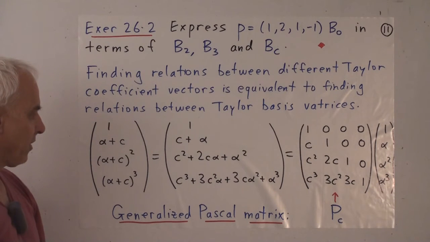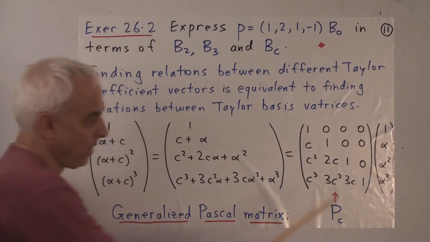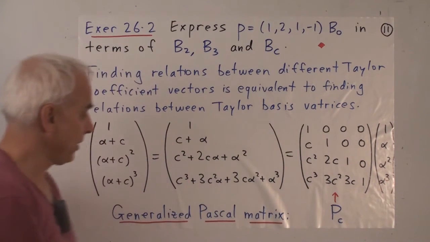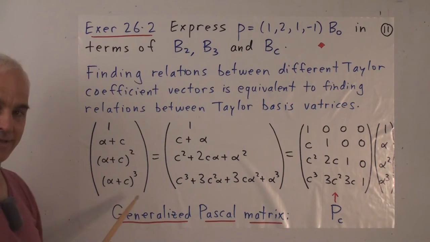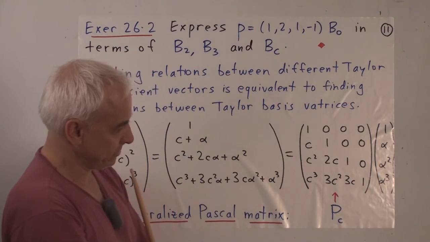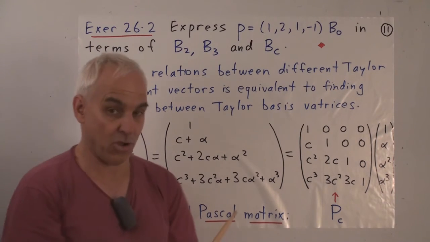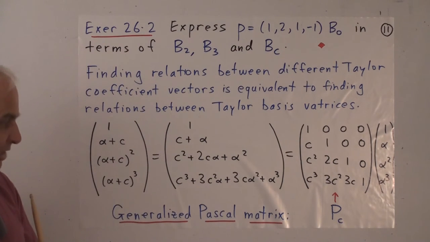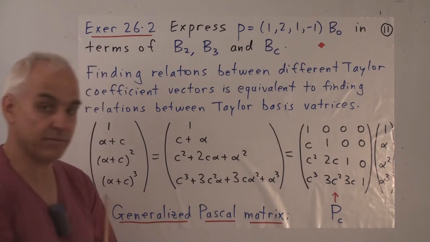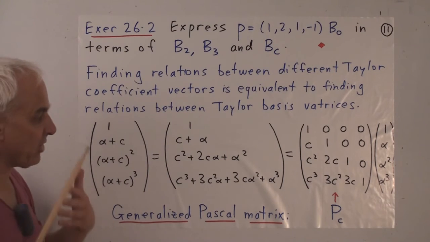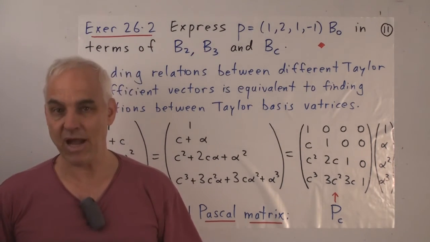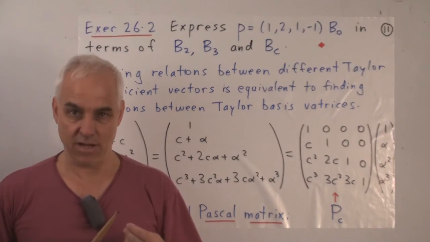So that's how we go from the Taylor basis at 0 to the Taylor basis actually at minus c. We multiply by this matrix. And we're going to give this matrix a name. We're going to call it a generalized Pascal matrix. We're going to call it P, capital P sub C. And it's a generalization of the Pascal matrix that we saw in our cubic spline discussion in our previous slide.